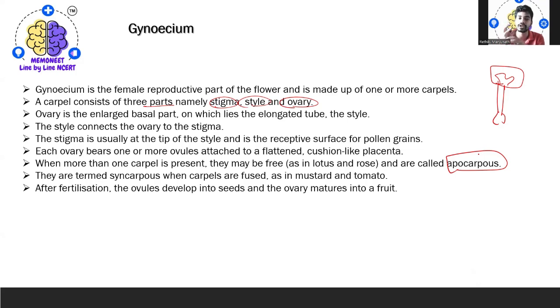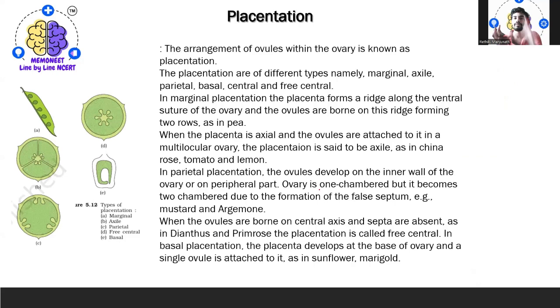Then after fertilization, what do the ovules develop into? They develop into seeds, and the ovary matures into fruits. The ovary part matures into fruit and the ovular parts develop into seed. The fruit part that develops has stored nutrients, which helps the seed for its germination. Coming to the placenta, which is inside the ovary, the arrangement of ovules within the ovary is called placentation. The placentations are of different types, namely.